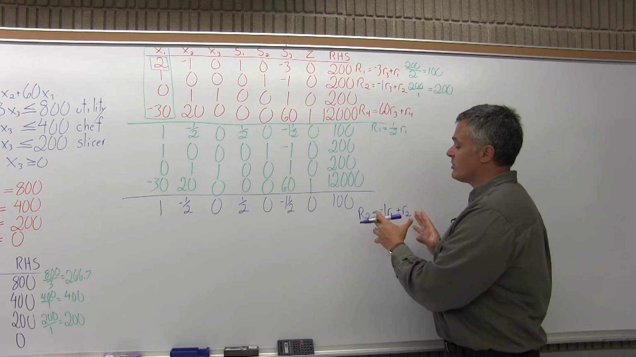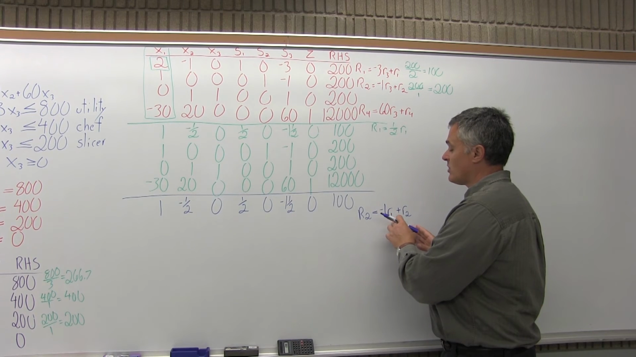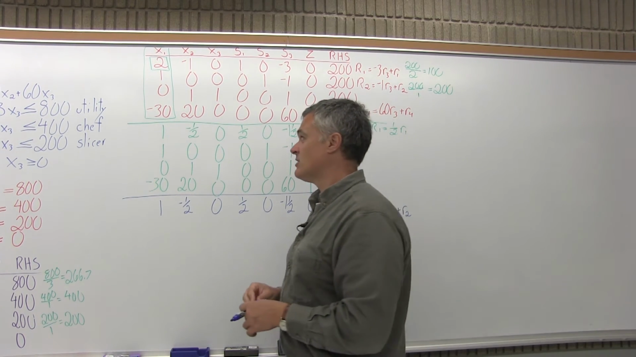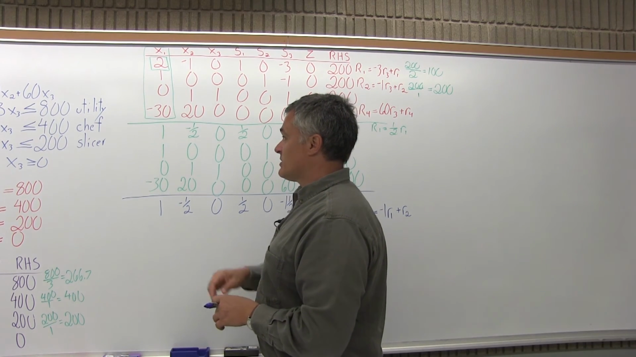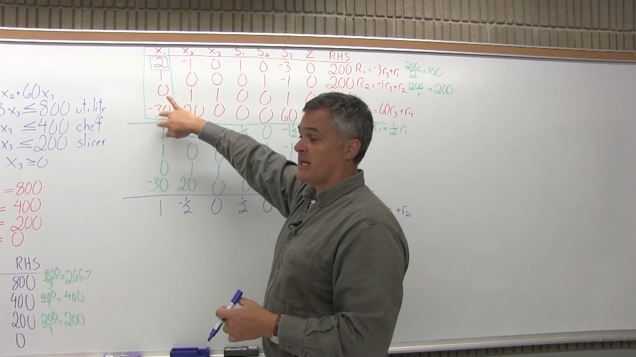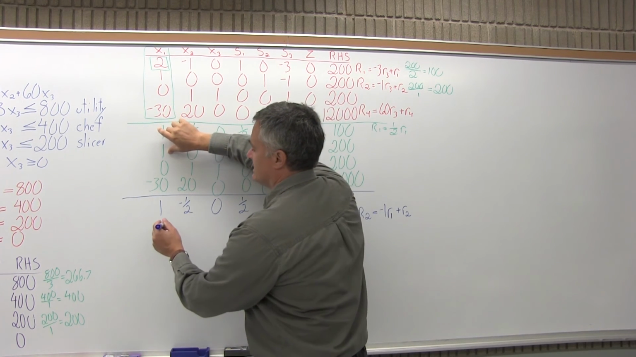So the equation I'm going to use for my new row 2 is row 2 equals -1 times row 1 plus row 2. I'm going to do that to every position in row 2. So in the x1 column, -1 times row 1 is -1 times 1. That gives me a -1. Add that result to row 2. So I'm going to add -1 and +1 is 0.